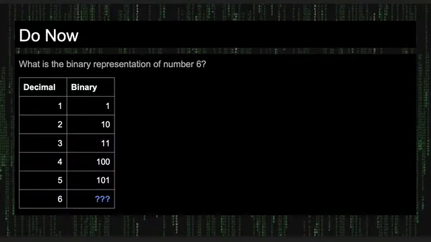Let's start with the do now. The table is showing numbers between 1 and 5 in both decimal and binary. What is the binary representation of 6? Pause the video if you need time to think about it.